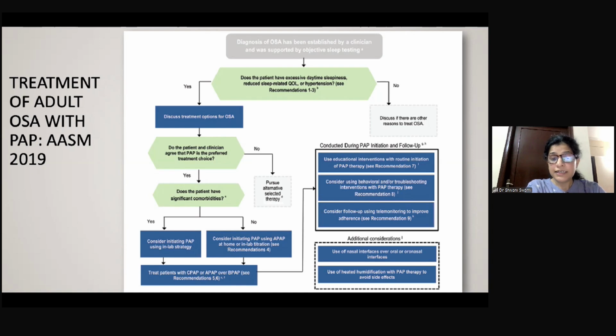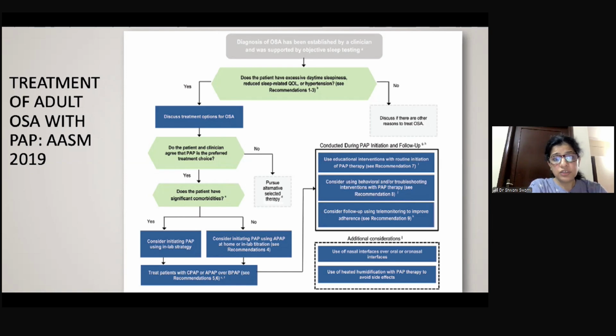Which basically comes into role if the patient has moderate to severe sleep apnea and has significant comorbidities. So, consider initiating PAP therapy. These are the American guidelines. But if you ask me today, I would say that the in-lab manual titration, which is a level 1 titration study, still remains the gold standard of therapeutic choices and PAP therapy titration till date.